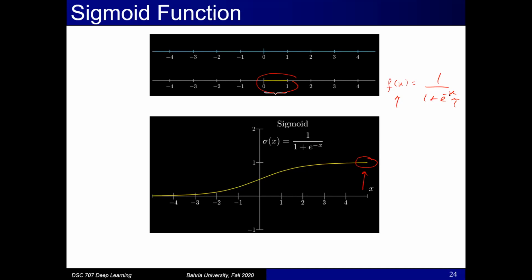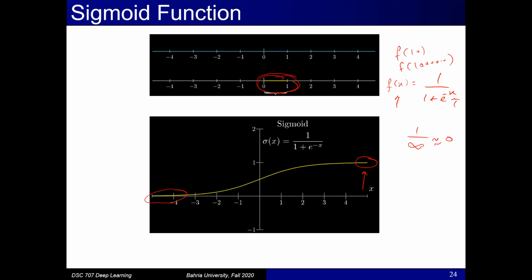If I give a very large negative value, what will happen? The minus and the minus would cancel out. So I will have 1 over a very large value, and this would be close to 0. So if I give it a very large negative value, I will get something which is close to 0. You see, whether you give it 10 or you give it 10 million, your output will never go out of this range. And this is something very useful.